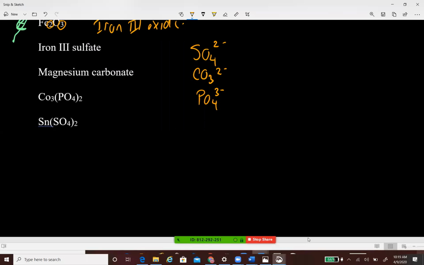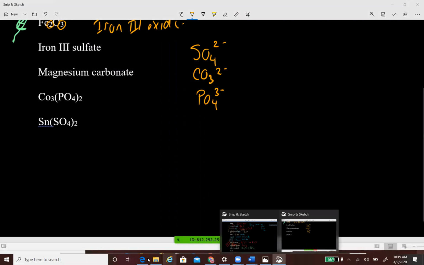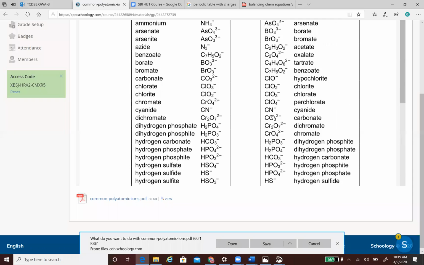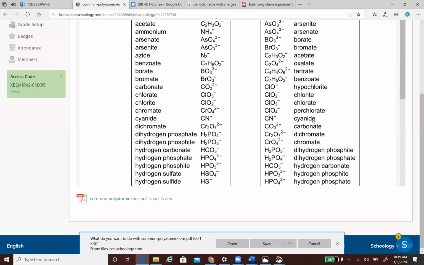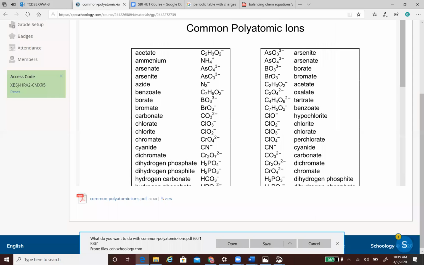Now the way you figure out the formula is exactly the same method we used in the previous scenario with ionic compounds, because these are still ionic compounds. The difference is they're not binary, but you still have a metal with something that's negatively charged. Pretty much all the polyatomics are going to be negatively charged. There are a few exceptions; I think maybe only one on this list is positive. You can see it up here, it's ammonium.